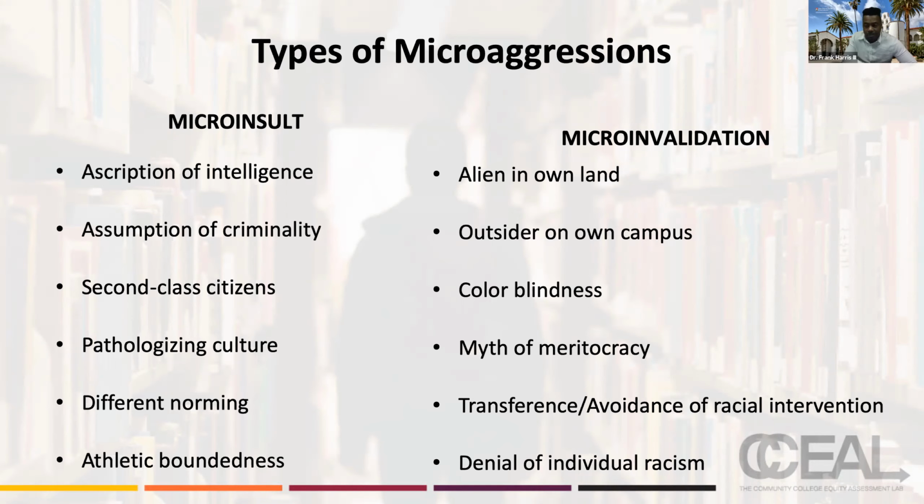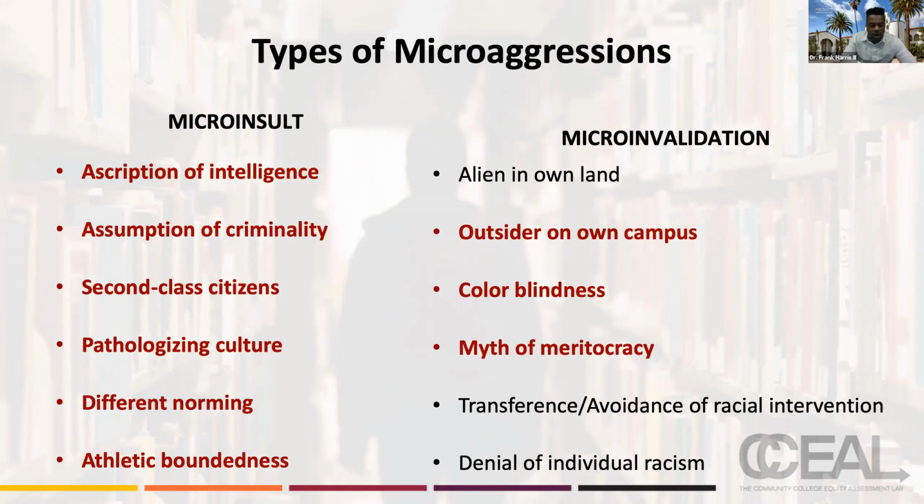And then we have micro assaults, which are not presented on the screen. And these are more consistent with overt acts of racism, like expressing a racial slur towards someone. So unlike micro insults and unlike micro invalidations, micro assaults are not subtle at all. They're actually very intentional and very transparent. So we won't spend a whole lot of time discussing micro assaults. We're going to focus our time on micro insults and micro invalidations.